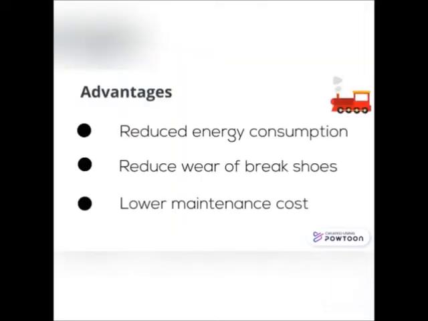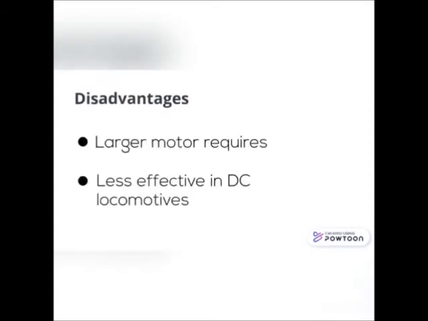There are some advantages of regenerative braking system, such as number 1, reduced energy consumption, number 2, the ability to reduce wear of brake shoes, and number 3, it can lower maintenance costs. Meanwhile, the disadvantages of regenerative braking system are that a larger motor is required and it is less effective in DC locomotives.